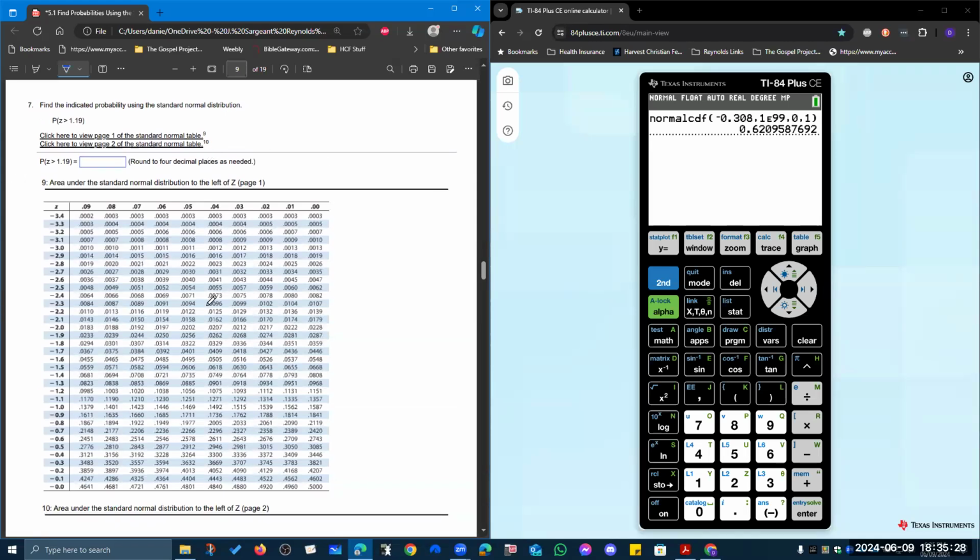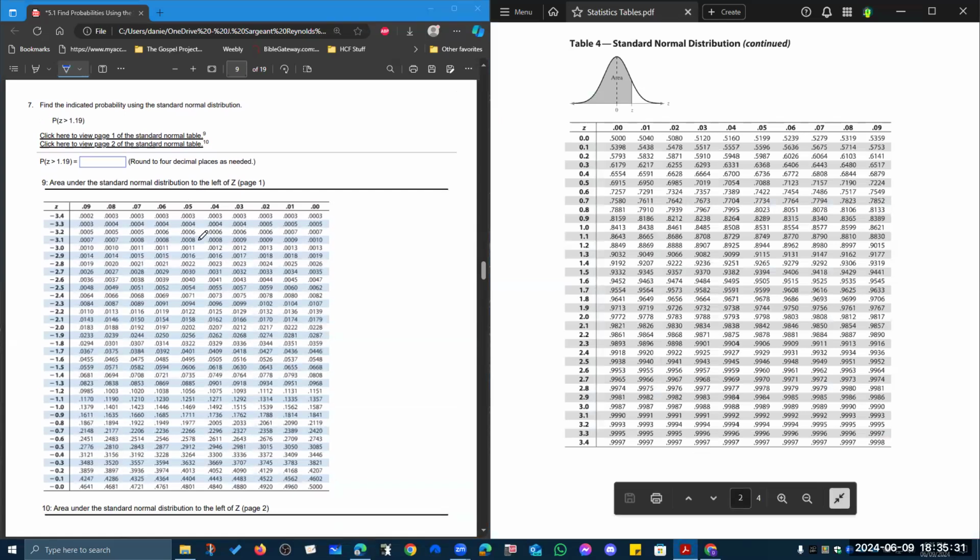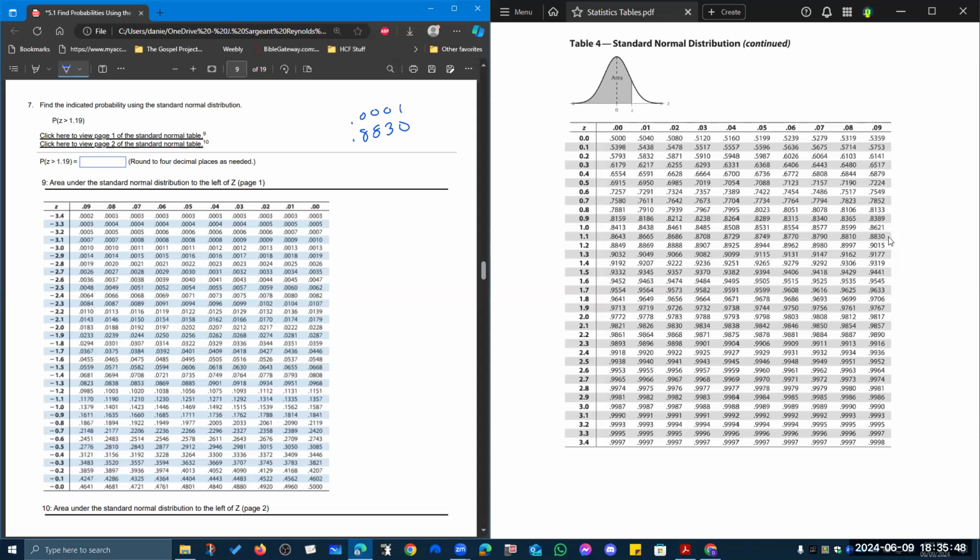So we're back to Z tables for this problem. So 1.19 is 0.8830, but it's greater than, so we're going to have to do 1 minus this. I'm going to subtract here. 9, 9, 1. That's 7, 1, and 1. That makes sense to me. So 0.1170.